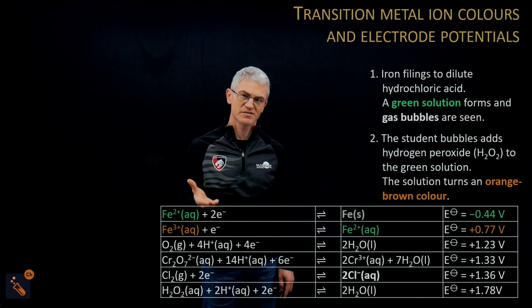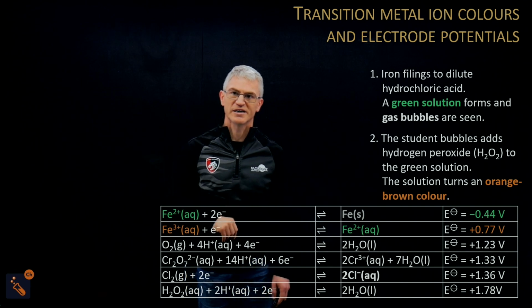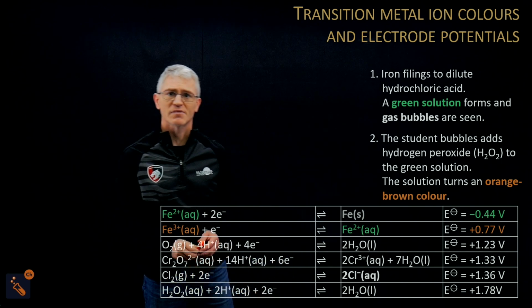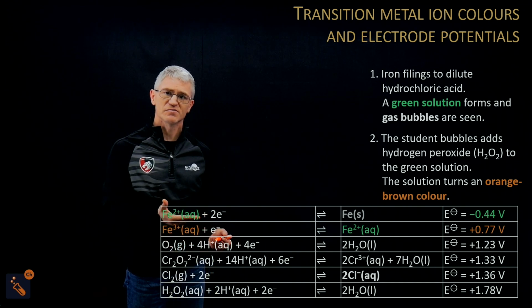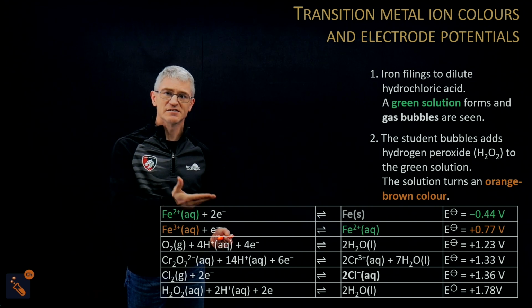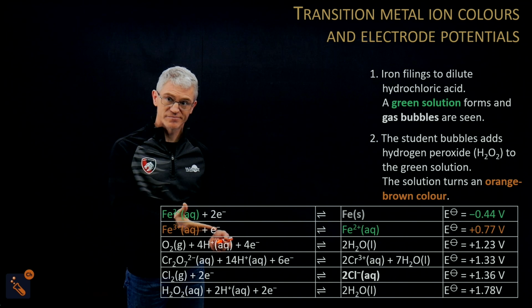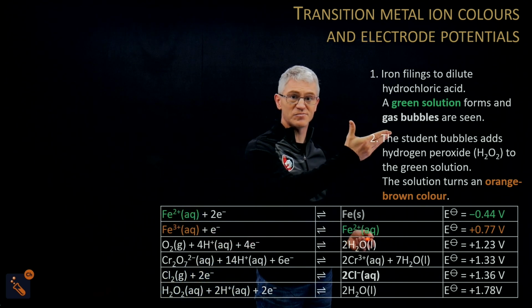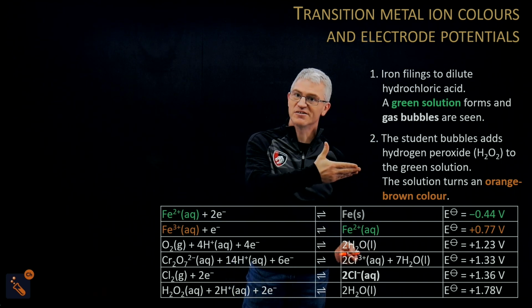Think about that. You've done this since year 9 or form 3, whatever you want to call that year at your stage in school, and you've done it in your GCSEs. A metal plus an acid goes to salt plus hydrogen. The question says a green solution forms and gas bubbles are seen. That's a metal plus an acid. So what do you think you're going to see?